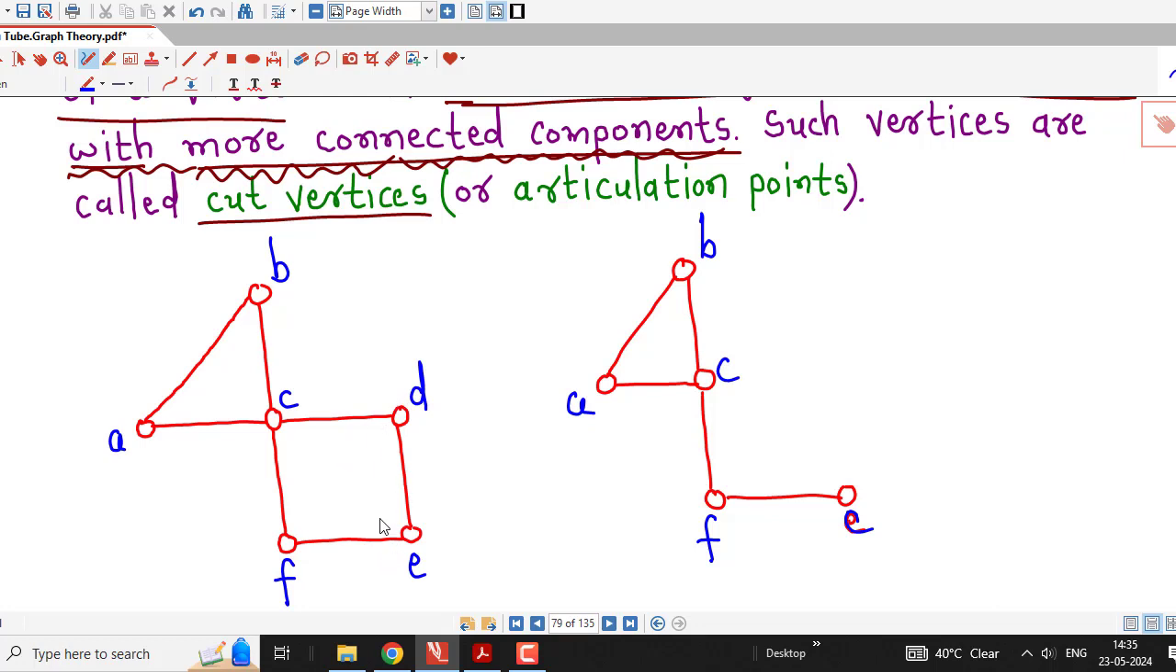Similarly, you can check that vertices E and F are also not cut vertices. So there is only one cut vertex for this graph and it is C. Vertex C is a cut vertex.